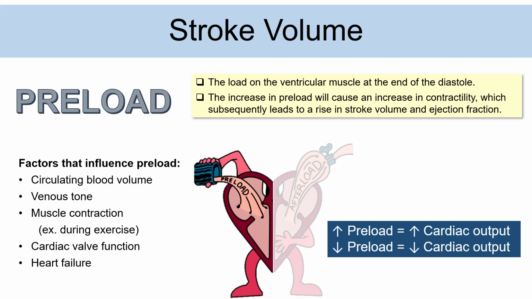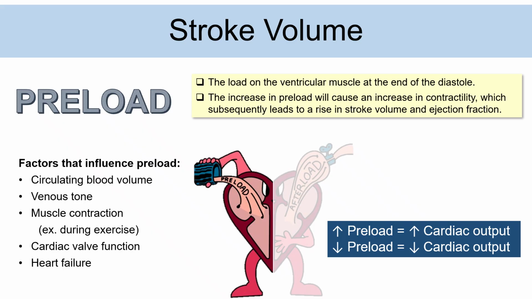So there are several things that can change your preload either up or down, such as circulating blood volume. So if you have a lot of blood volume, then you're going to have a lot more preload because there's a lot more blood going into the ventricles. Versus if you're really dehydrated, you're really dry, maybe you're hemorrhaging out, you don't have a lot of blood, then that's going to make your preload decrease because you don't have the volume in the ventricles.